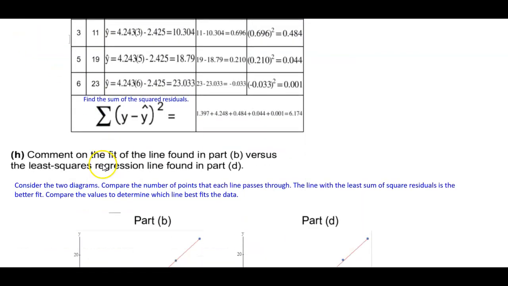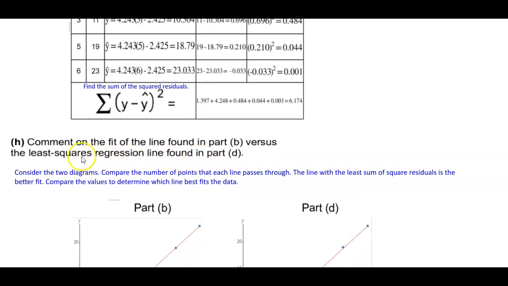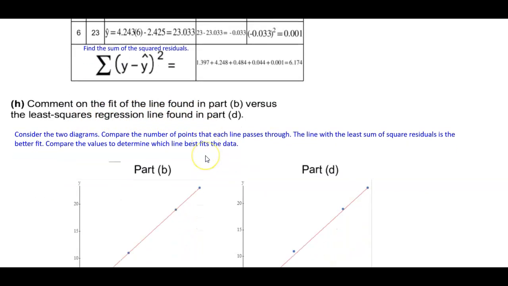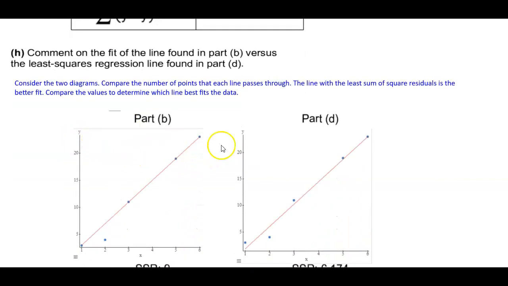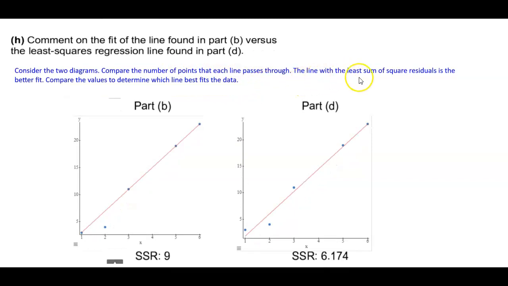Okay, now the last part, it says comment on the fit of the line found in part B versus the least squares regression line found in part D. Now we want to consider these two diagrams. We're going to compare the number of points that each line passes through. The line with the least sum of squared residuals is the better fit. Compare the values to determine which line best fits the data.